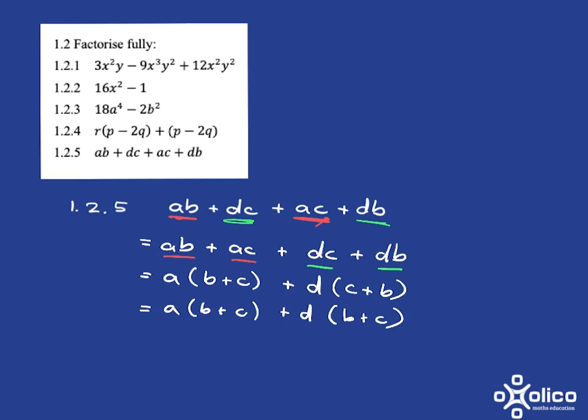And now, just like the previous one, I've got a common factor. It's just a very funny looking common factor, B plus C, but I can pull that out. So I pull out my B plus C, that funny common factor. What am I left with from the first thing? Well, an A. What am I left with from the second term? A D. And I've factorized completely.